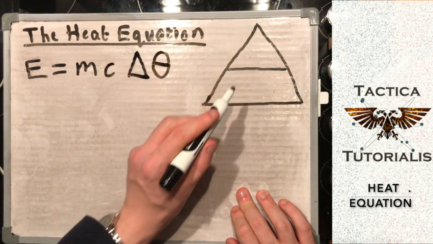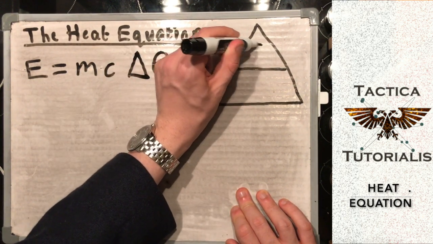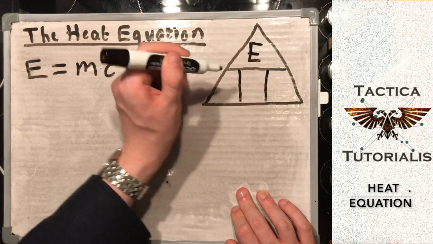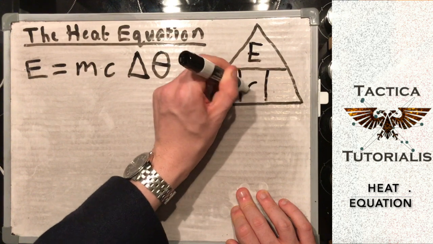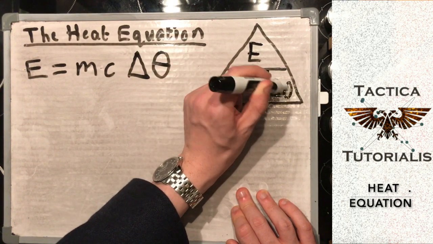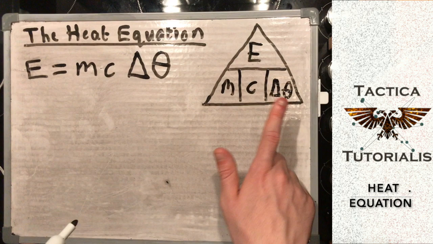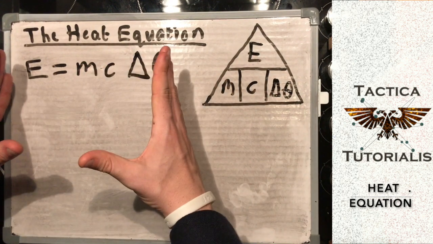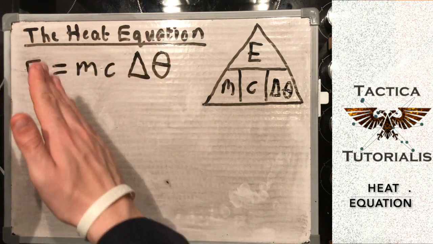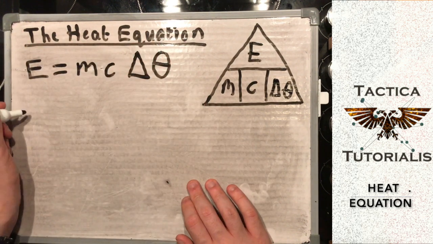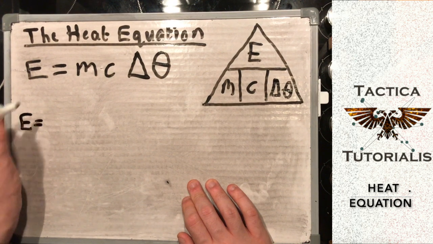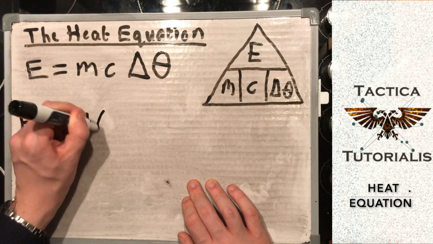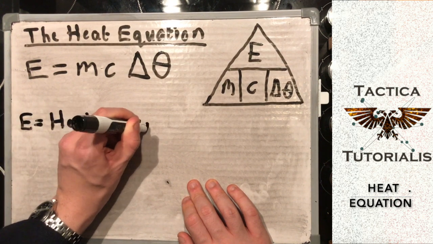So that means that if we were to create a formula triangle, we would arrive at something like this. E, and we break it up into 3 sections at the bottom, M, C, delta theta. You might be wondering why there's 2 symbols in there. Again, we'll get to that. So let's define what all of this means. What does E M C delta theta mean? Well, E is equal to the heat, or you could say the heat energy.